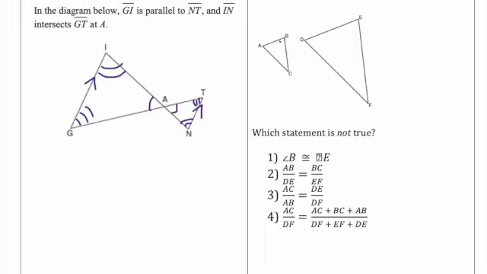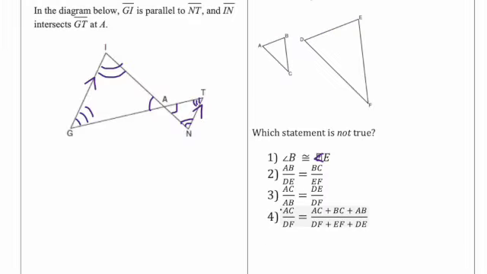Okay, in the diagram below, triangle ABC is similar to triangle DEF. Which statement is not true, right? Angle B is congruent to, that should say angle E. Okay, that's true. So AB is to DE. All right, that's big, small over big. As BC is to EF. Okay, that's true. So it's not that one.